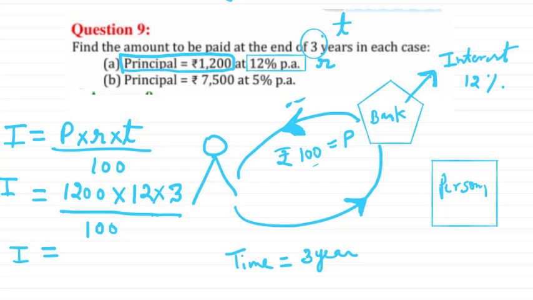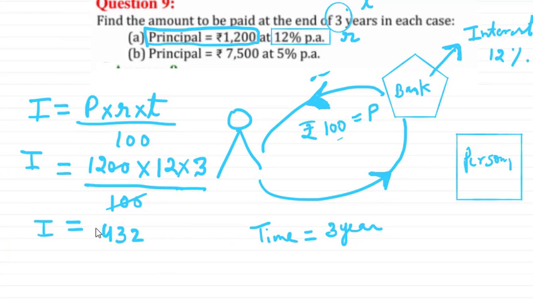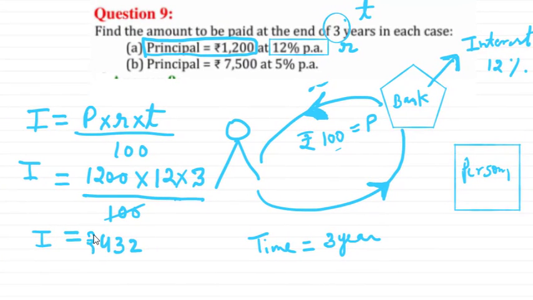This extra interest is the extra money that he has to pay along with the principal amount. So here if you cancel out, you will get rupees 432 that he is going to pay extra. This is the interest, which is called the simple interest.